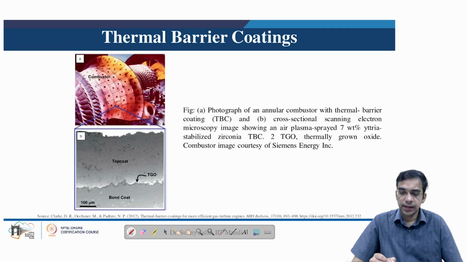Here we can see an annular section of the combustor with the thermal barrier coating, where we can see the cross section of the coating using a scanning electron microscope image, showing an air plasma sprayed 7 weight percent yttria stabilized zirconia thermal barrier coating.